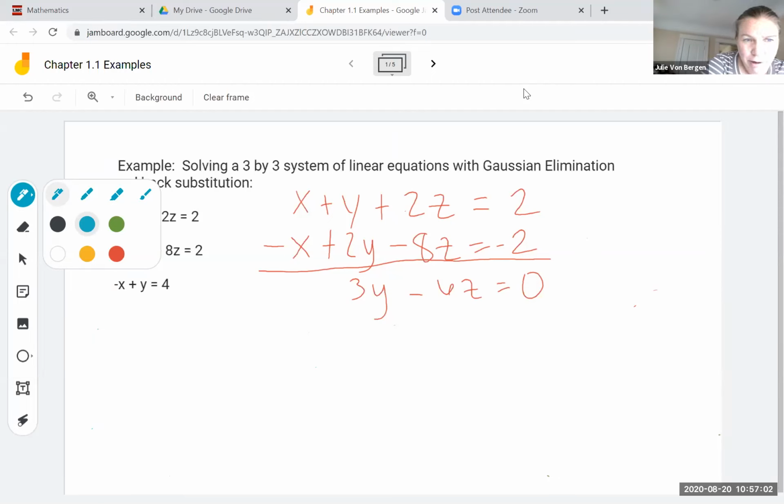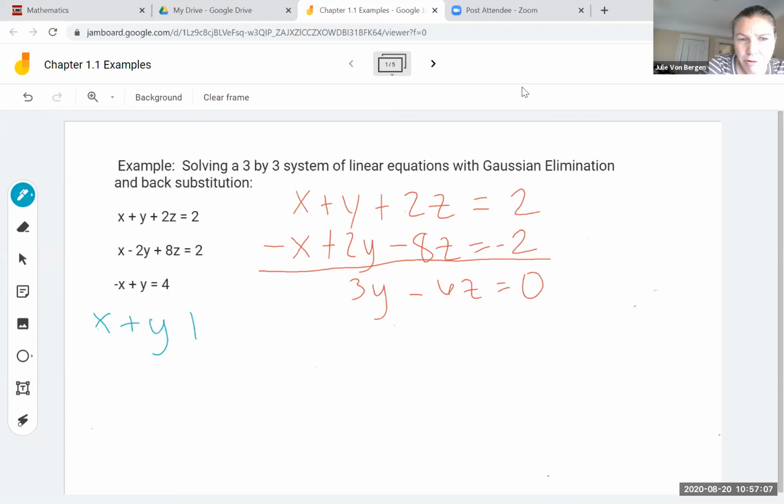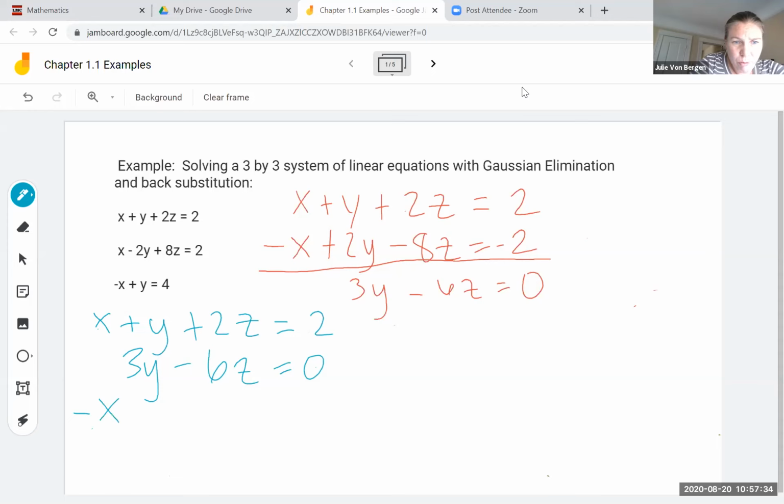So our new system now, I'll write it in blue, is x plus y plus 2z equals, no, I'm sorry, equals 2. I'm leaving my first equation unchanged because it's in that form already with coefficient 1 for the x, so I'm happy to have that result. And then I'm going to manipulate my second equation. I already did that, so I'm going to rewrite that as 3y minus 6z equals 0. And now my third equation is negative x plus y equals 4.